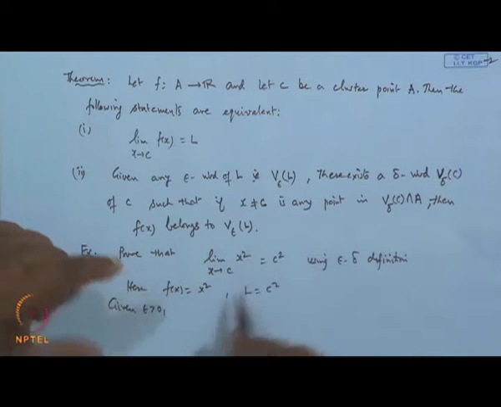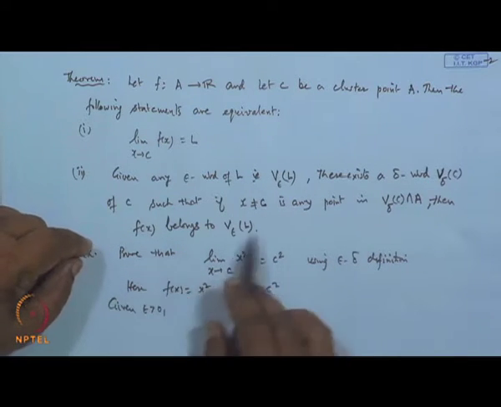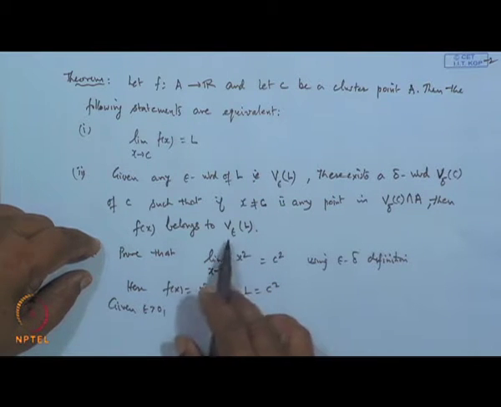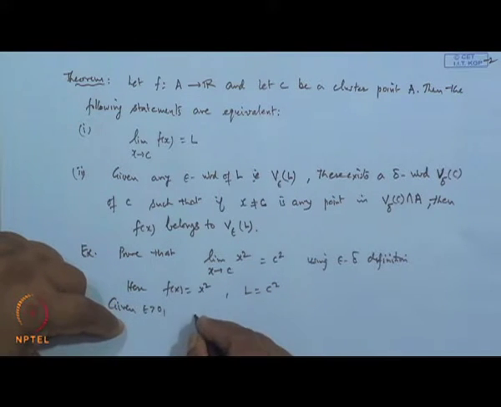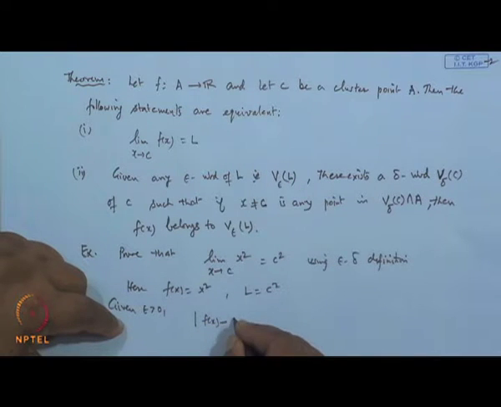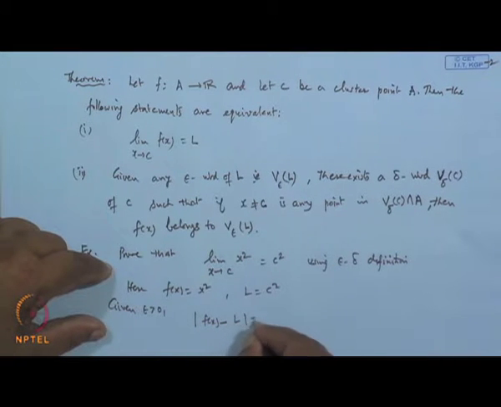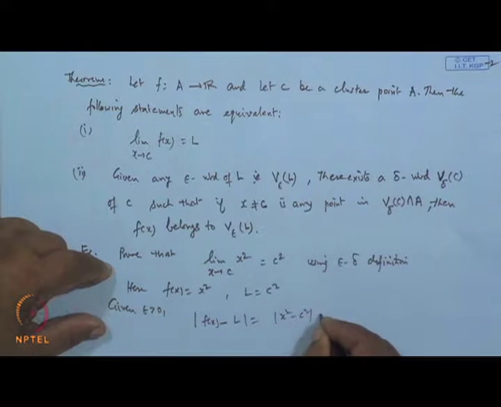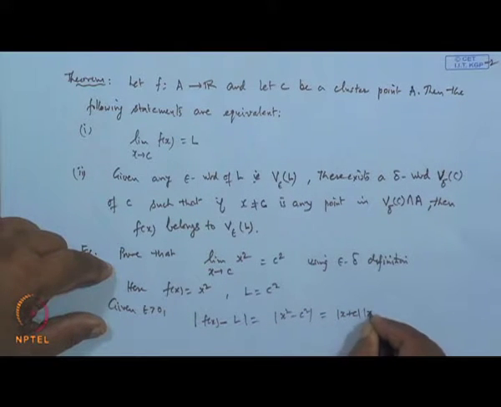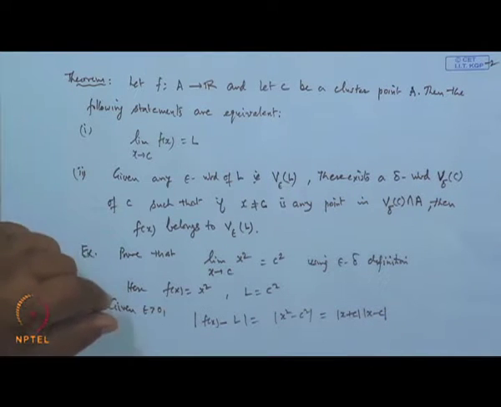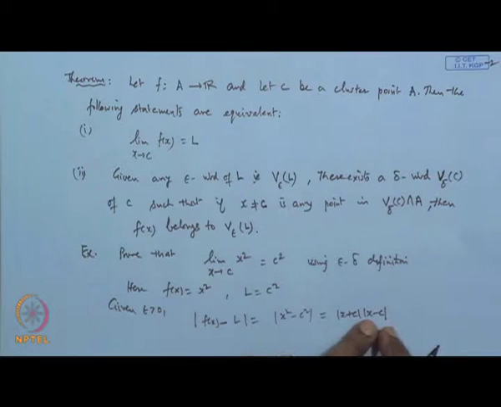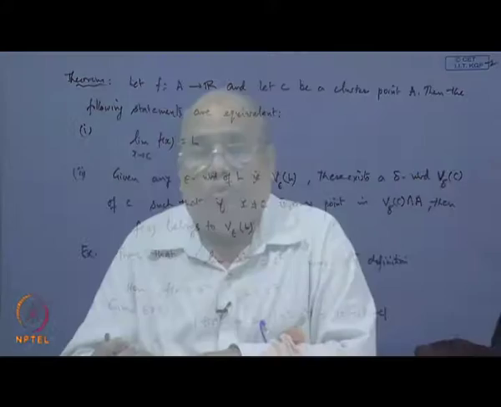It means we want this difference f(x) minus L to lie in this neighborhood. So, what is f(x) minus L? It is x squared minus c squared. Basically, this is (x plus c) times (x minus c). Now, when we take x sufficiently close to c, then the limit of this must be c squared. How close x is to c means any number which is less than 1 we can choose.